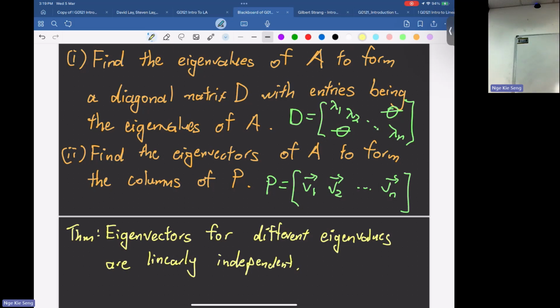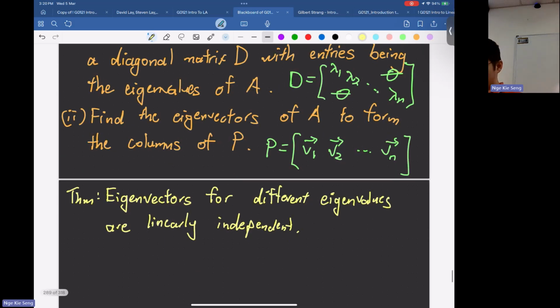Within the same eigenvalue, the eigenvectors should be linearly independent. Why? Because they span a null space. Now this one combines all the eigenvectors corresponding to the same matrix. Still linearly independent. Okay, still linearly independent.